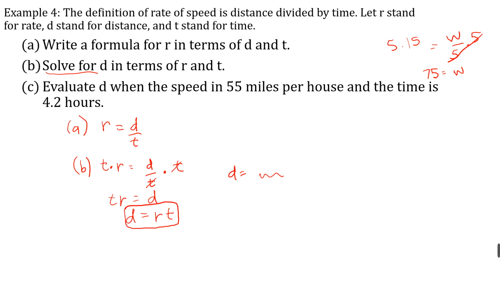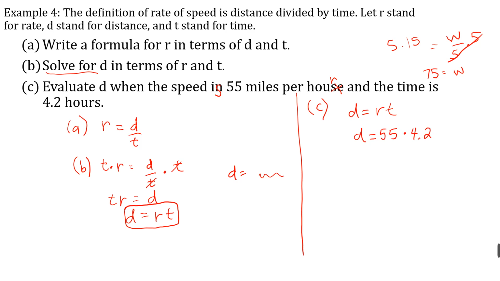Okay, so let's do part C over here. Evaluate D, that means find D, when the speed is 55 miles per hour. Wow, I think the autocorrect got me here. I must have made a typo. And the time is 4.2 hours. So D equals rate times time. D equals, okay, the rate is 55 miles per hour. And the time is 4.2 hours.